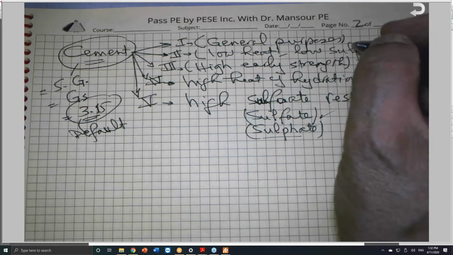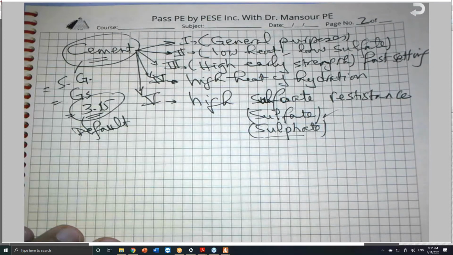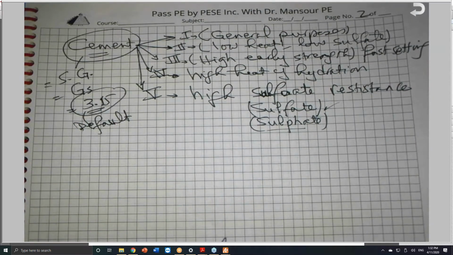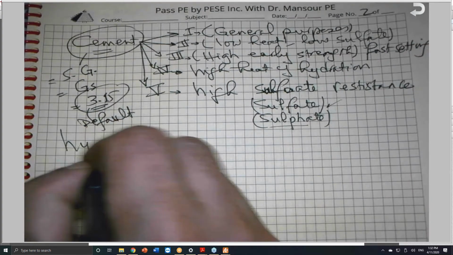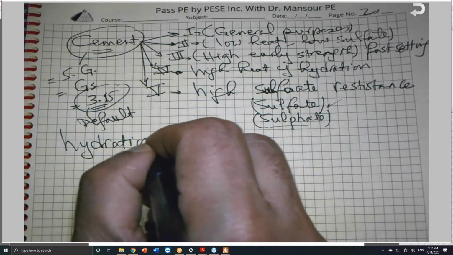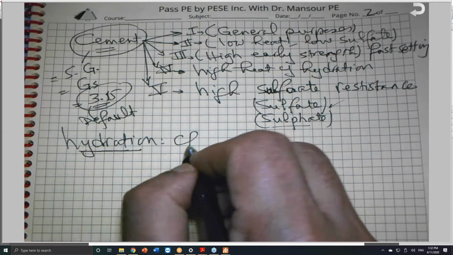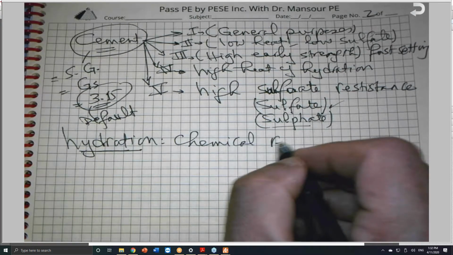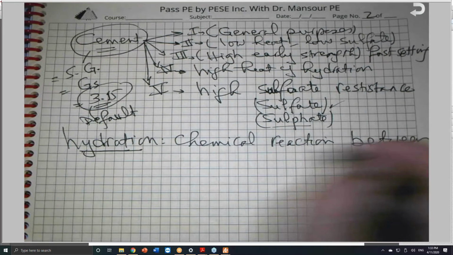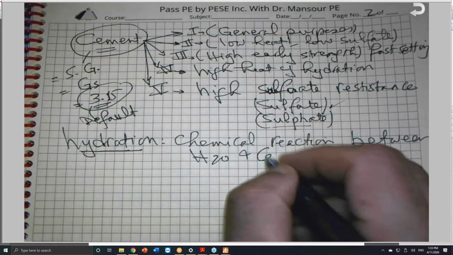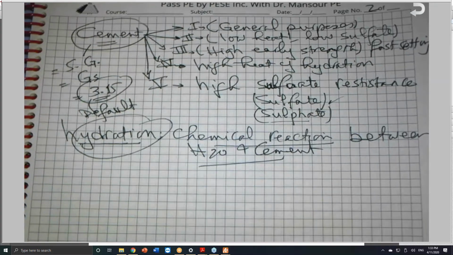So irrespective of what type of cement you are dealing with, we have only one specific gravity. Hydration, by the way, is a term that you have heard many times before. This is a chemical reaction between water and cement. And when this chemical reaction is happening, there will be heat. It's called heat of hydration.